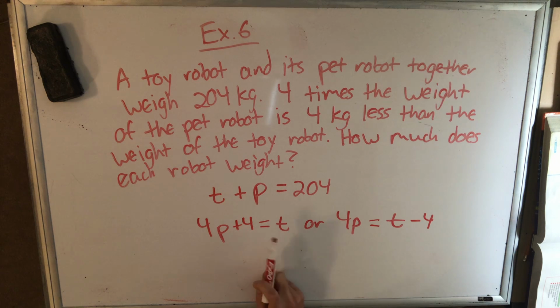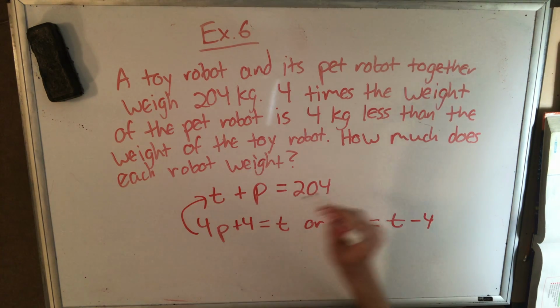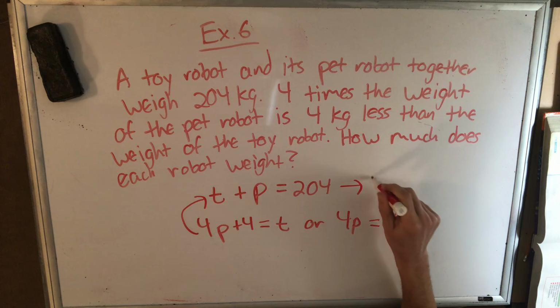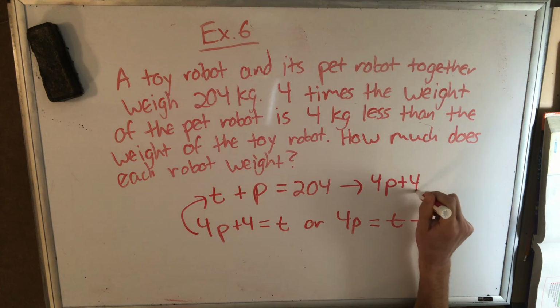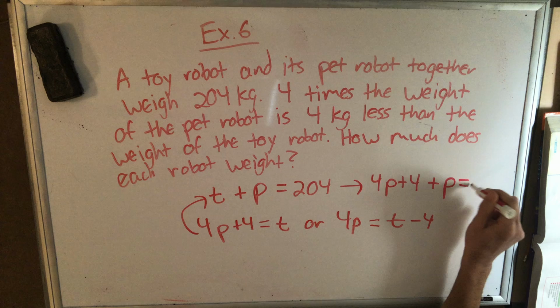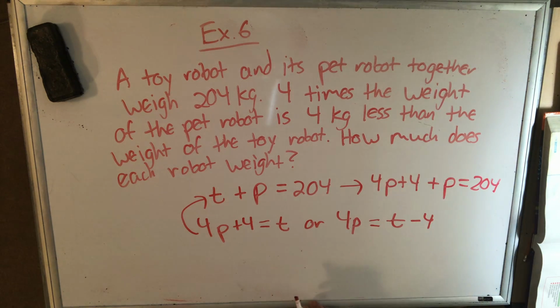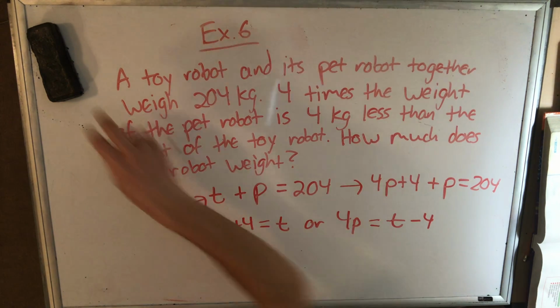This equation's better because T is already isolated here. T is already by itself on one side of the equal sign, so we can substitute in 4P plus 4 for T in the other equation. Let's do that. So that's going to be 4P plus 4 plus P equals 204. Since it's just addition going on here, parentheses is not necessary when substituting in.